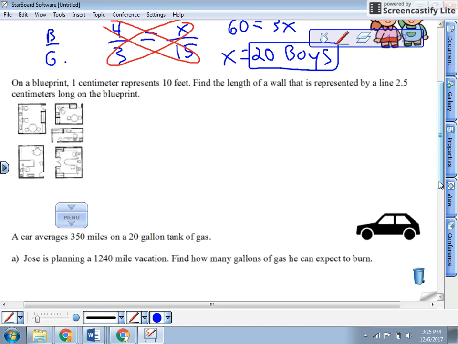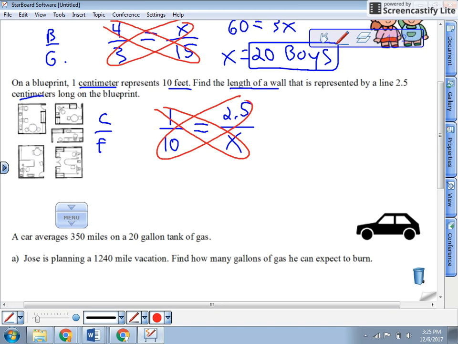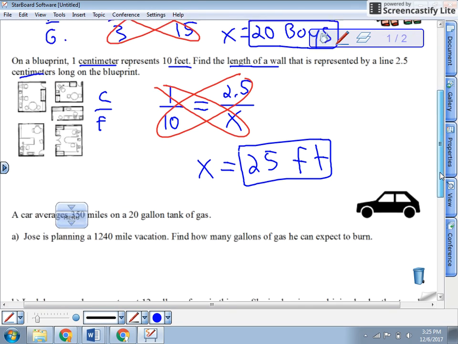Another popular proportion problem involves centimeters on blueprints or maps. On this one, it says on a blueprint, 1 centimeter represents 10 feet. So I know that we're doing centimeters to feet. 1 centimeter is 10 feet. Now I have a proportion, so I set it equal to another ratio. It says find the length of a wall that is represented by 2.5 centimeters. The 2.5 is the centimeters, so the length of the wall is in feet. Once again, cross multiply. It's a one-step equation: 1 times x is x, and 10 times 2.5 is 25. So that's going to be 25 feet. You can see how it's all in the setup.